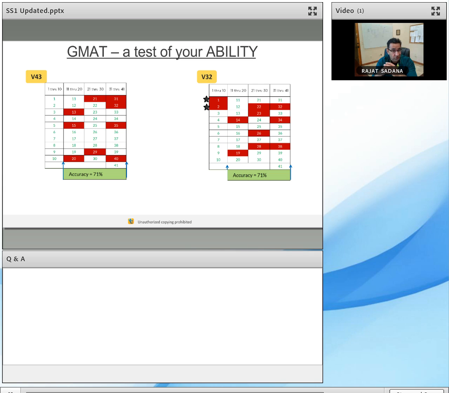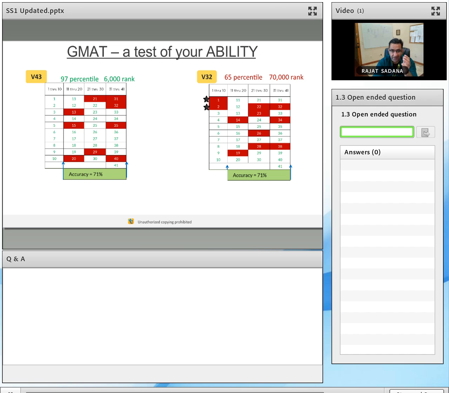Student 1 got a verbal score of 43, which is 97th percentile. So if you consider that 200,000 people take the GMAT every year, 97th percentile is about a 6,000 rank. A 65th percentile is about a 70,000 rank. And then a lot of people, when you look at it, really say, man, the test is really harsh. Make 2 mistakes, and you suddenly have 64,000 people between me and this other guy.